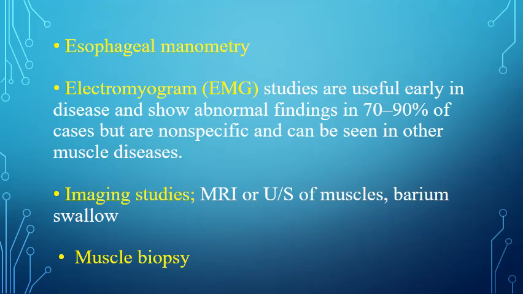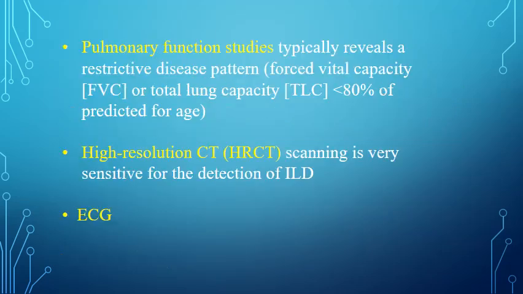برضو المفروض اعمل investigation للمسل زي esophageal manometry. Electromyogram studies are useful early in the disease and show abnormal findings in 70 to 90% of the cases, but are non-specific and can be seen in other muscle diseases. Imaging studies as MRI or ultrasound of the muscle, barium swallow, muscle biopsy.